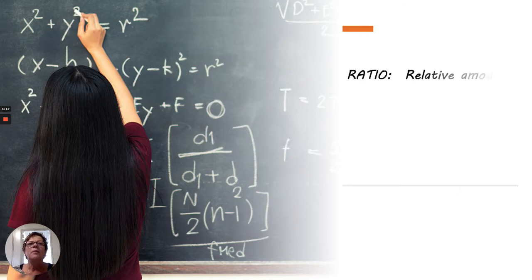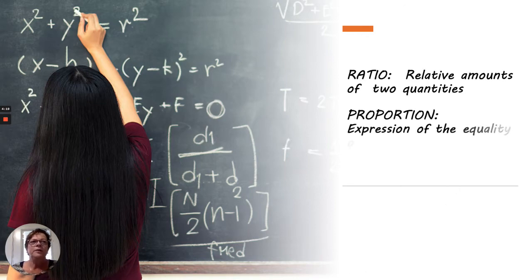So let's talk about ratio and proportion. Ratio is the relative amounts of two quantities. Proportion is the expression of the equality of two ratios. And you're going to hear a lot about ratio and proportions.